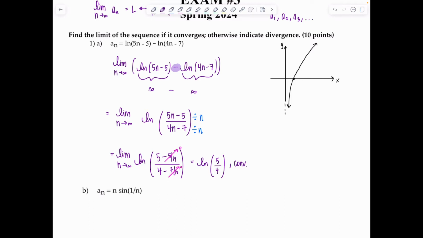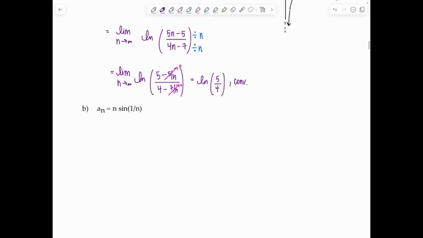Okay, the next one's a little spicier. a_n equals n times sine of 1 over n. So let's see what's going on here. We have the limit as n goes to infinity of n times sine of 1 over n. All right, so as n gets large, this first term's going to infinity. Where's 1 over n going if n goes to infinity? It goes to 0, right? And sine of 0, that'll be approaching 0.